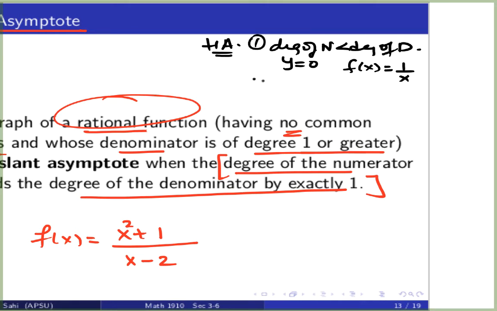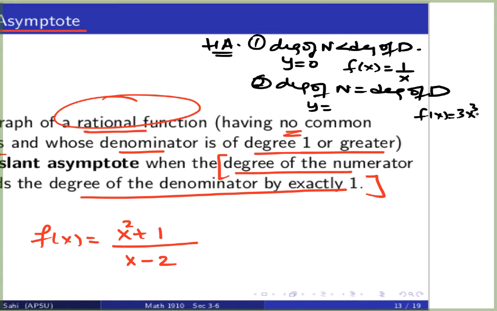Second, when the degree of the numerator is the same as the degree of the denominator, then y was the ratio of the leading coefficients. For example, let's take f(x) equals 3x cubed plus x over 9x cubed minus 1. In this one, both of them have the same degree, so 3 over 9, y equals 1/3.